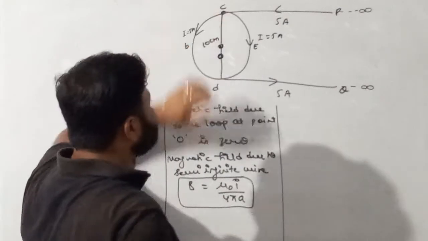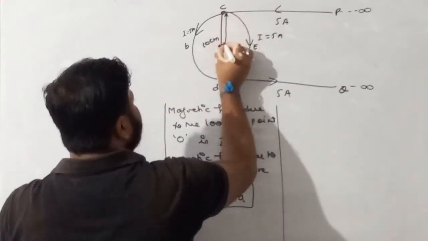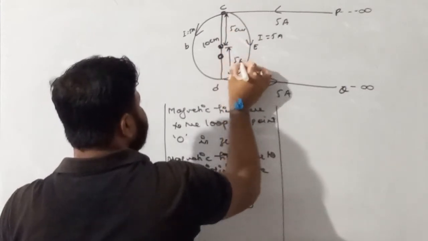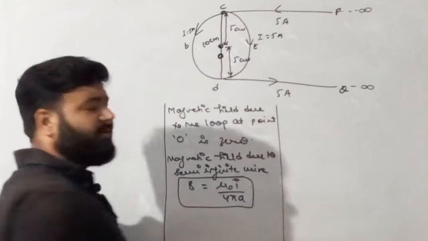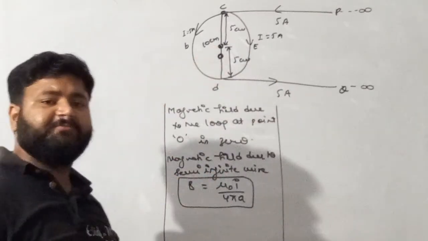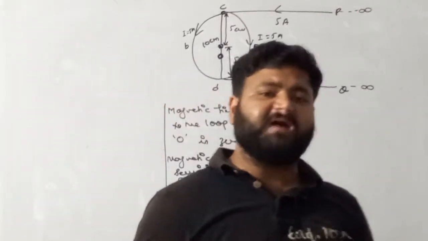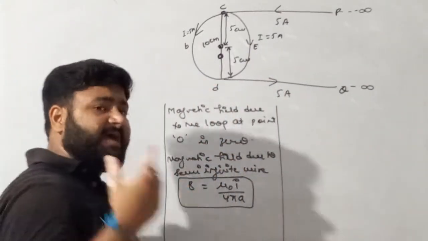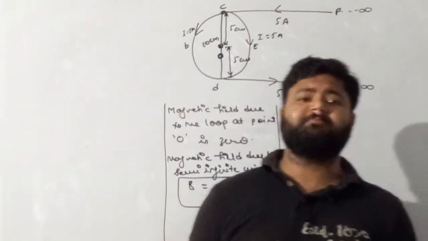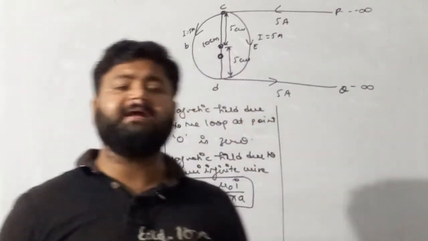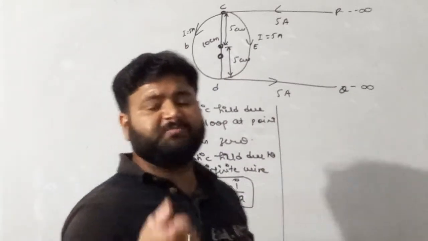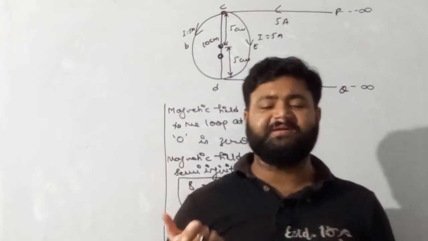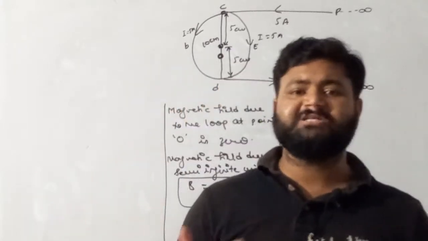So if the diameter is given, then this distance must be 5 centimeter, and this distance must also be 5 centimeter. So from both the ends, from both the wires, the point where we want to find the magnetic field is 5 centimeter apart. Now see the direction of the magnetic field due to both the wires. As we all know, the direction of the magnetic field due to a wire is found by the right hand thumb rule, in which we place the thumb in the direction of current and curl the fingers. Curling of the fingers gives the direction of the magnetic field.